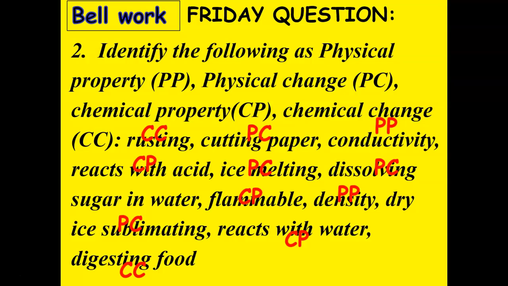Flammable is a chemical property because it's the ability to burn, so it's the ability to react with oxygen. Density is a physical property. Dry ice sublimating. Remember sublimation, that's a solid to a gas, that's a physical change, that's a phase change. Reacts with water is a chemical property, and then digesting food is a chemical change. Because again, if you think about it, when we're digesting food, it's actually changing into energy.